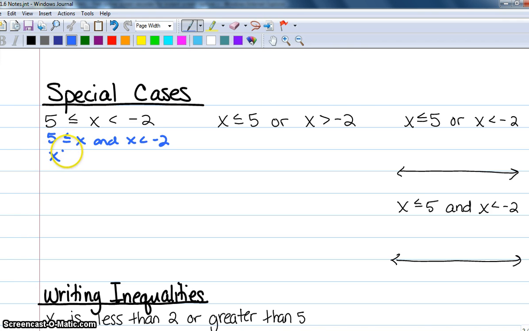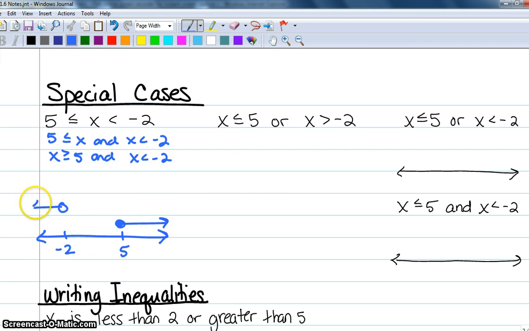That means when I rewrite it, x is greater than or equal to 5, and x is less than negative 2. When I go to graph this, my negative 2 is smaller, so that goes to the left, 5 goes to the right. Greater than or equal to 5, close circle to the right. Less than negative 2, open circle to the left.